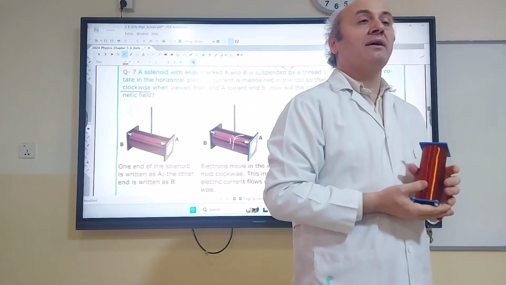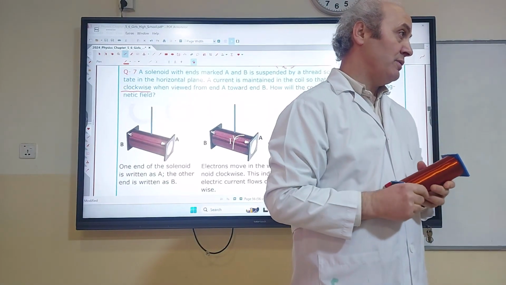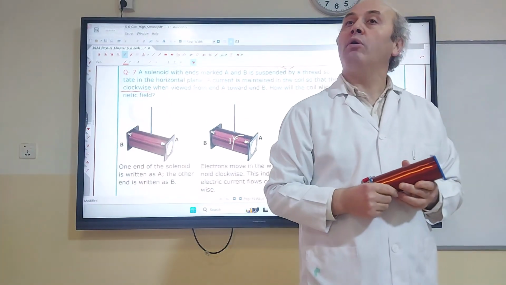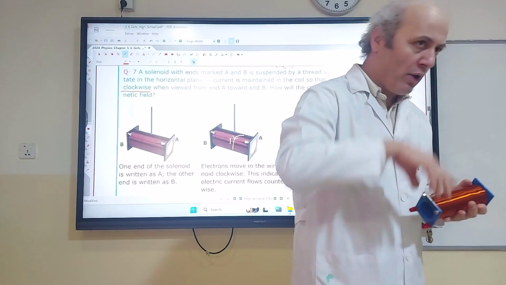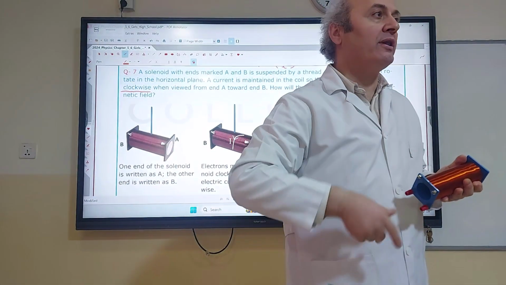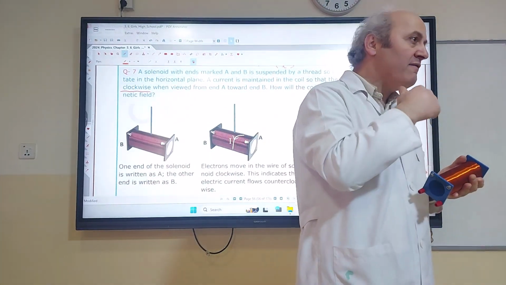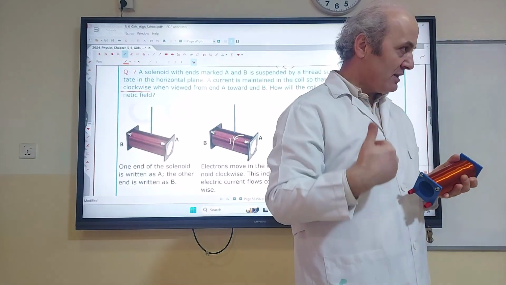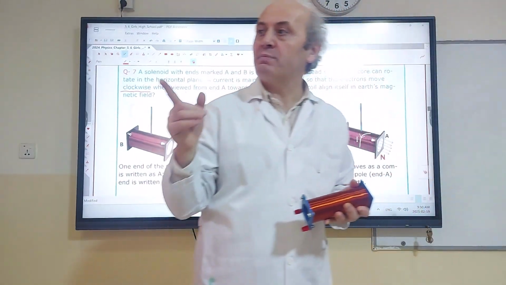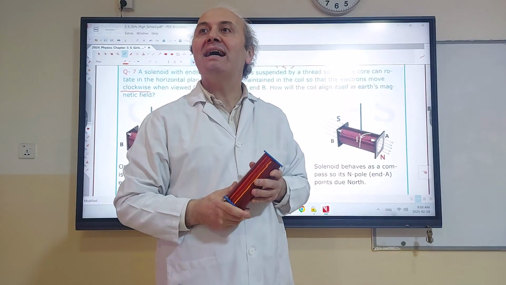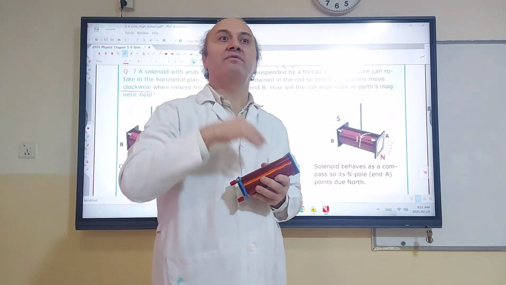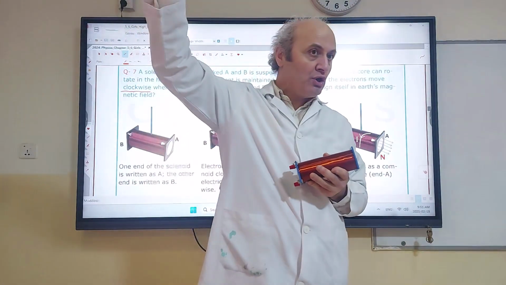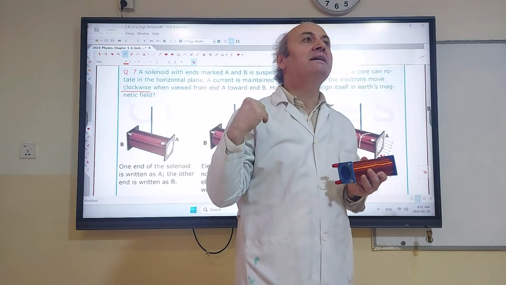And don't forget this. Every circular current has poles. Every circular current, loop current, loop, a circular coil, a solenoid, they have N pole and S pole. And if they have N pole and S pole, they can be used as a compass. Yes, they can be used as a compass. N pole of that device points north, S pole points south.